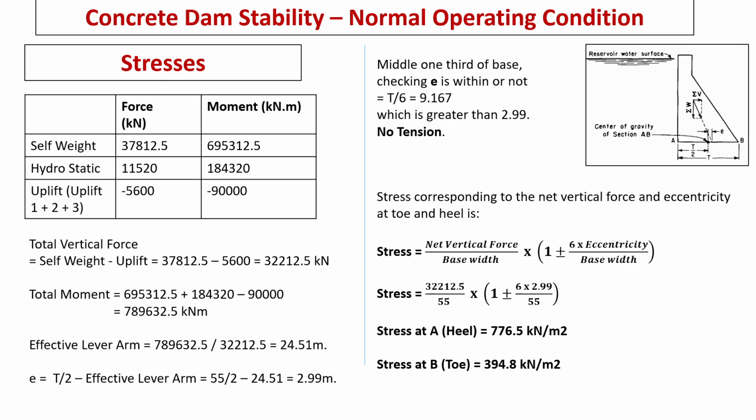Once we have done this, the remaining steps are similar, that is finding out the effective lever arm and checking whether the eccentricity is within the 1/3 of base or not. Using the stress calculation formula, we can find out stress at heel and toe. Here also, eccentricity is within the middle 1/3 of base, so tension is not developed, which we can see from the values of stresses also. Positive sign for stress means compression and negative sign of stress means tension. Now we will see the next loading combination.